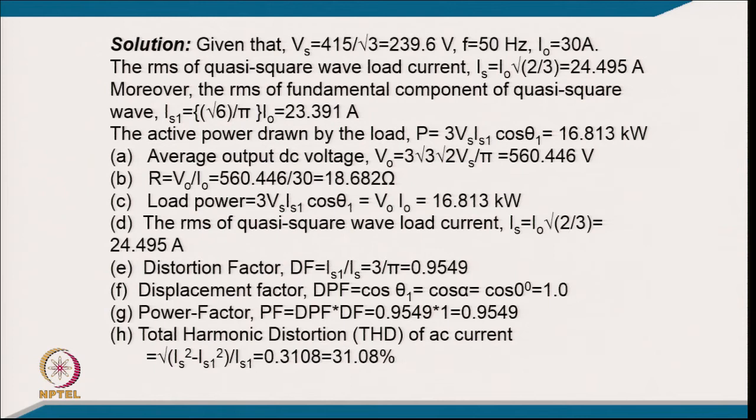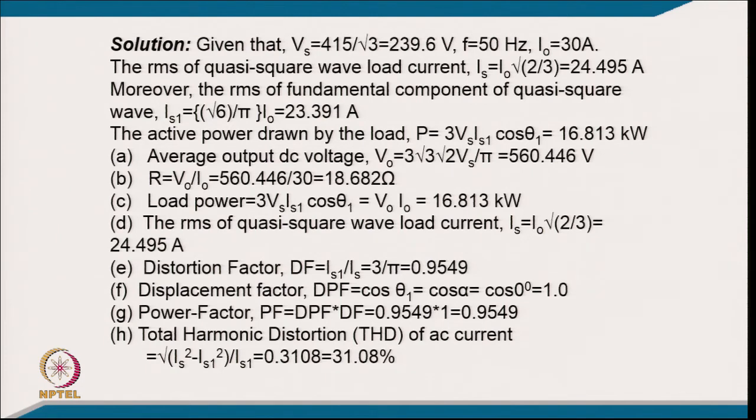So, it is 18.682 ohm, and load power 3 Vs Is1 cos theta 1 is again the same power as what we calculated, 16.813. The RMS of the quasi-square wave current we calculated as 24.49, and the distortion factor will be Is1 upon Is, 3 upon pi, that is 0.9549. The displacement factor is cos theta 1, that is here alpha 0, so it is 1.